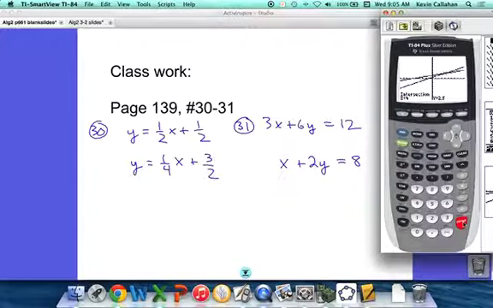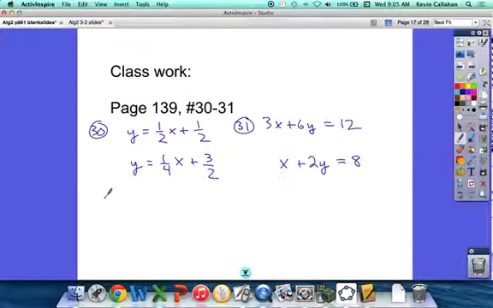So the first one looks like 4, 2.5. If you put it in a fraction, you got 5 halves, right? But it's the same thing. So 4, 2.5. Okay, how about the second one?